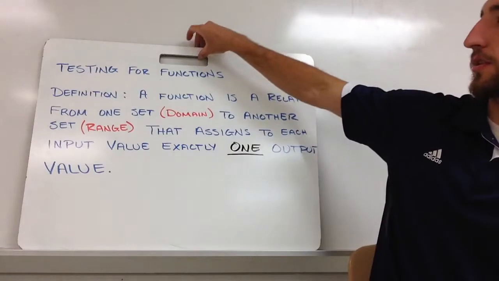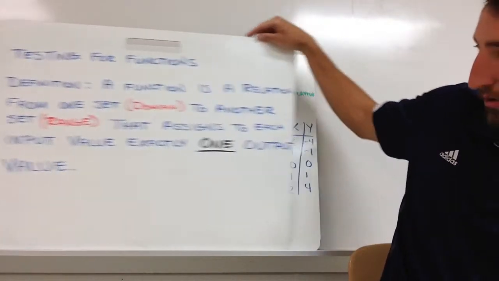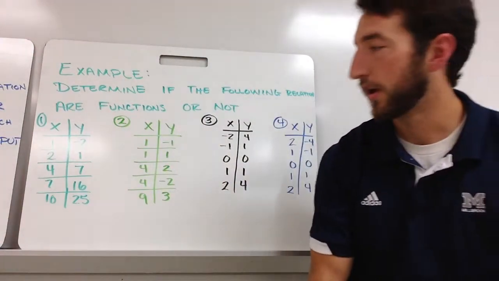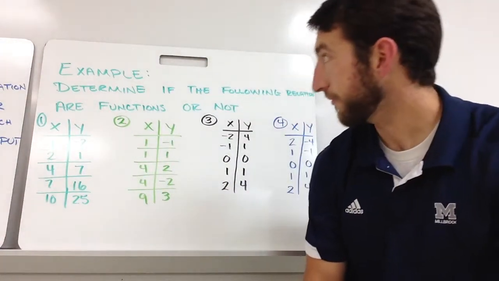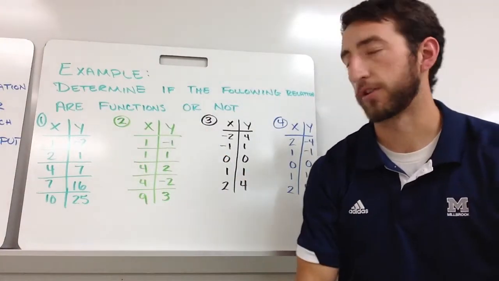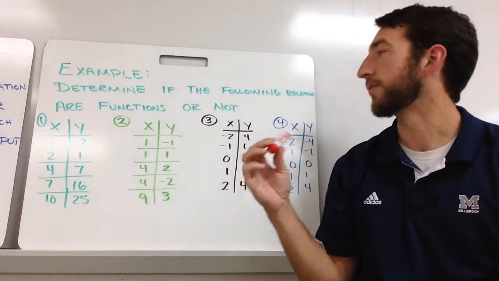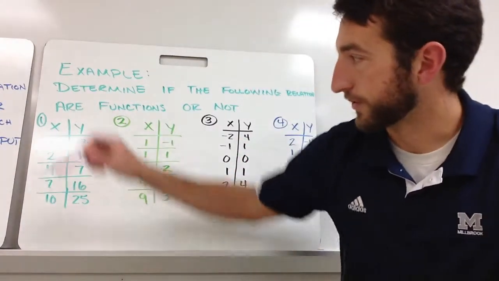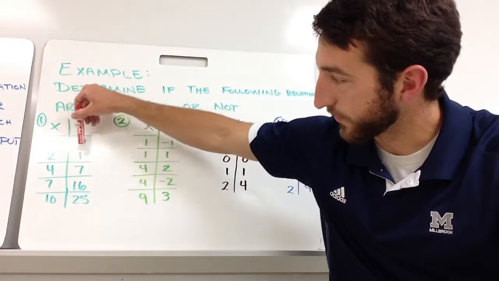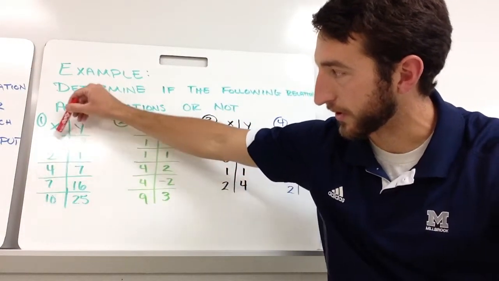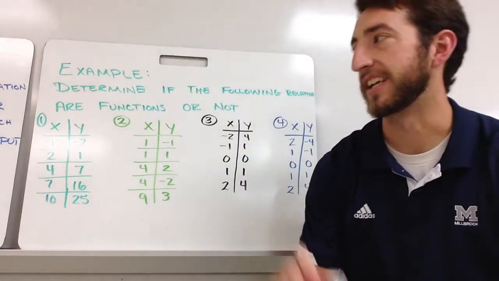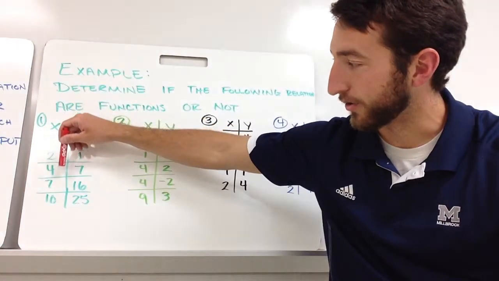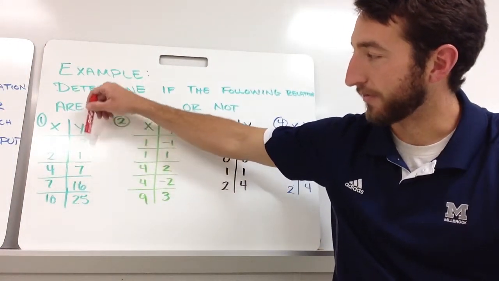All right, so let's do some examples. First thing we want to look at are the relationships between a table of our input and our output of some relationship. So your question is going to say to determine if the following relations are functions or not functions. So for this first one, we're mainly going to look at our inputs. Remember our definition is that each input maps to exactly one output value.